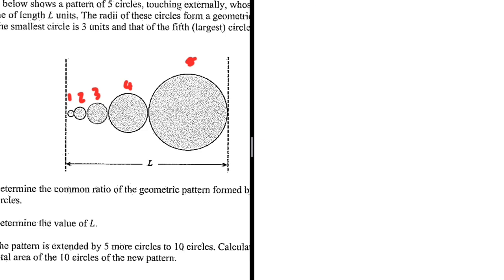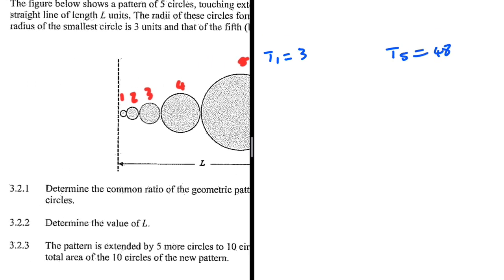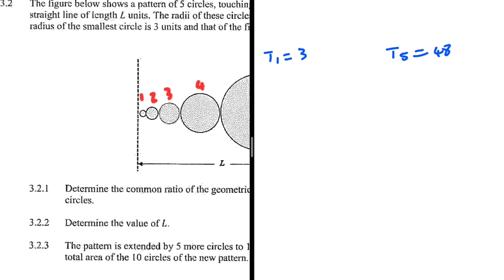So the radius of the first circle is 3 units, and that of the fifth, the largest circle, is 48 units. Let's take the radii as our terms. If we do that, T1 is equal to 3 and T5 is equal to 48. And what are we looking for? We are looking for the common ratio of the geometric pattern formed by the radii of the circles.